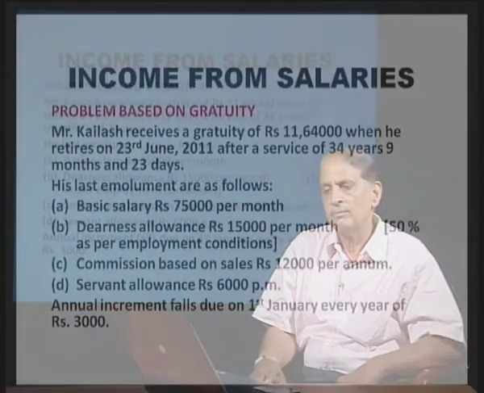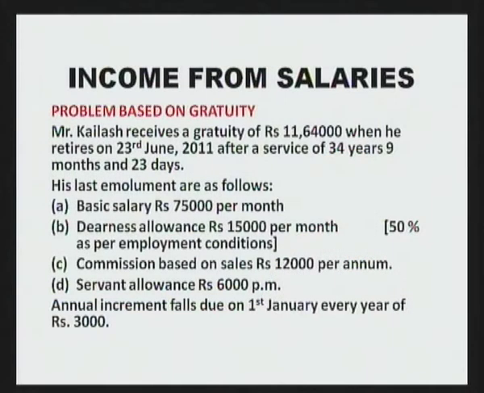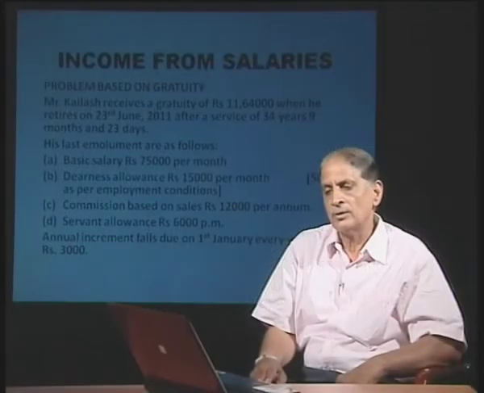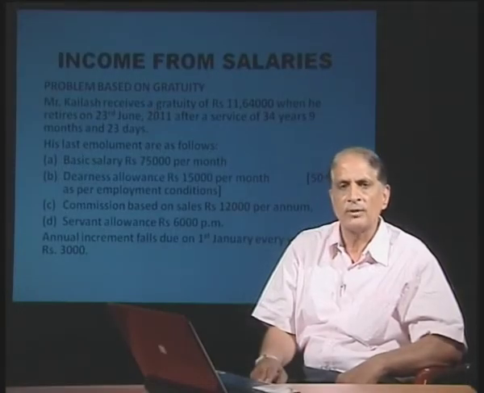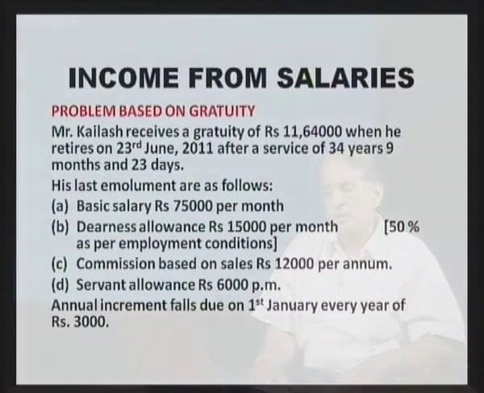At the same time, Mr. Kailas has been given commission which is based on sales of rupees 12,000 per annum. Now, at the same time, Mr. Kailas has been given a servant allowance of rupees 6,000 per month, but this is not taken into account for consideration of amount of gratuity which is exempted from tax. Now, annual increment falls due on 1st January every year of rupees 3,000. It means the salary of Mr. Kailas is increased by rupees 3,000 every year on 1st January.